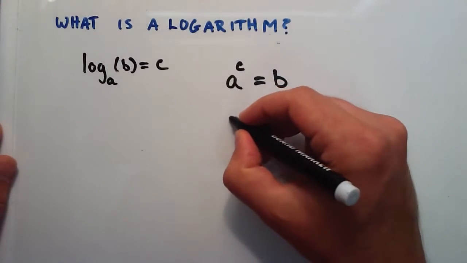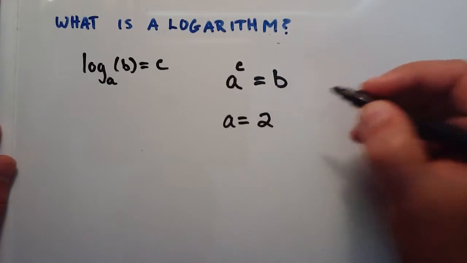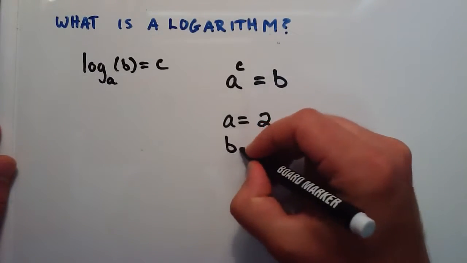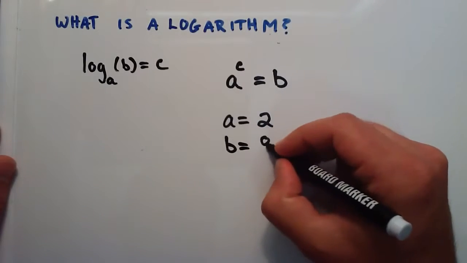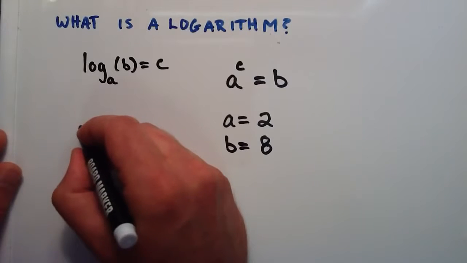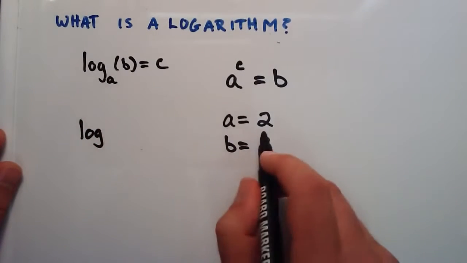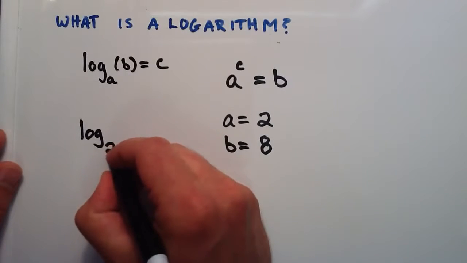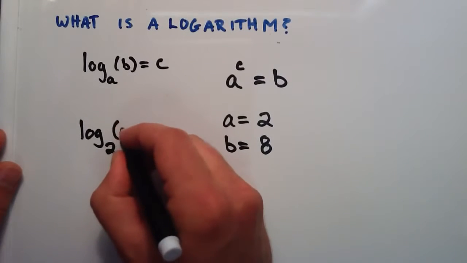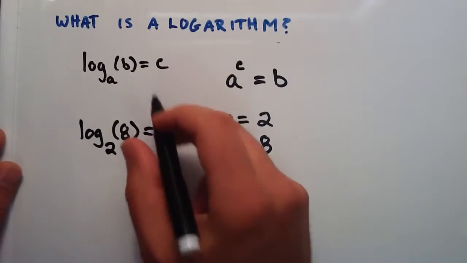So let's say that our A equals 2, and our B equals 8. Okay, so we're going to just rewrite this here. So we have log base A, so our base is 2. So log base 2 of 8 is equal to C.